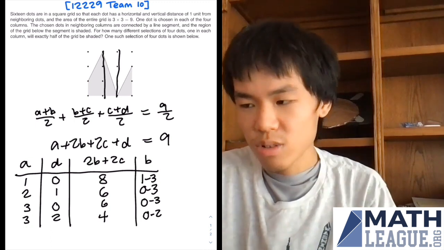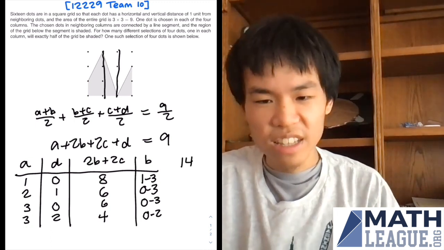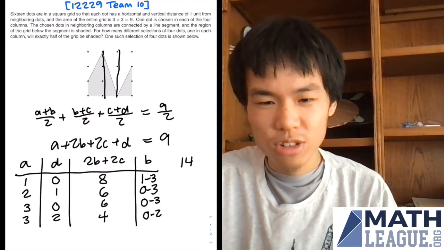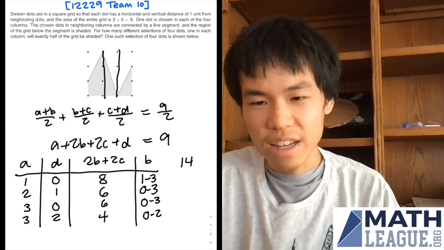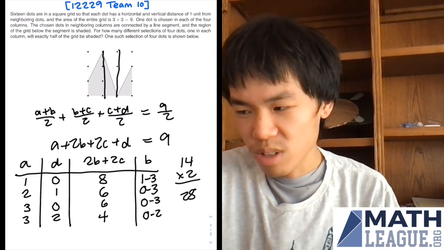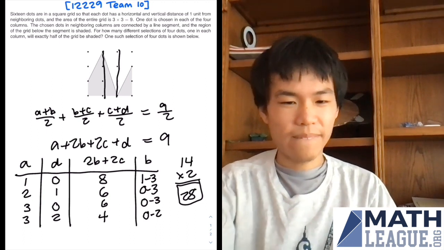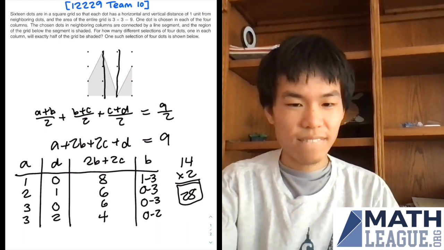And then, as a result, we add up all these cases, and we get 14. But that's not the answer, because we still have to multiply by 2 to get the cases where a is greater than d. So once we do that, we get 28. And I like staying organized.